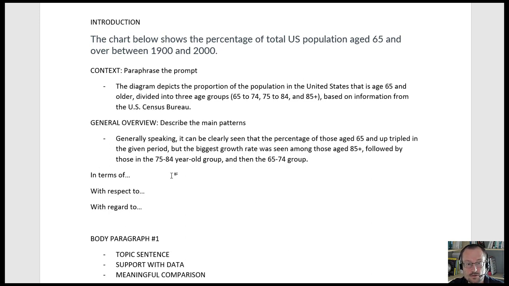So let's say you're comparing 2 products on 3 different criteria. In terms of quality, this product is better. In terms of cost, this product is cheaper. In terms of warranty, this one has a longer warranty. With regard to colors, this one has a greater selection of colors available. So you use these to signal that you're changing the focus point of what you're talking about. So we can begin our paragraphs with these if we're stuck.